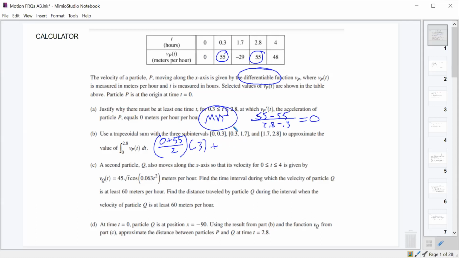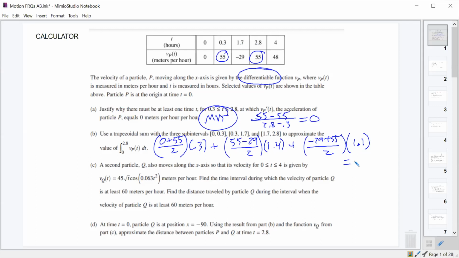And then you would add to that the next one, 55 minus 29 over 2, times the length of that interval, which is 1.4. And then plus the next one, which would be negative 29 plus 55, divided by 2, times the length of that interval, which is 1.1. Everybody good with that? And then you have a calculator, so you just do the arithmetic on your calculator.